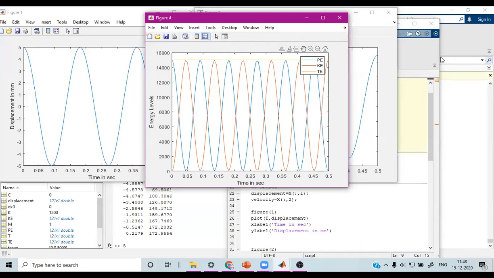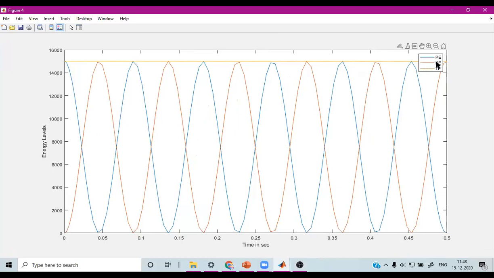So the blue line indicates potential energy, then kinetic energy, and the total energy line is nothing but the total energy. So whatever exchange is going to happen in the system, it is continuously changing from kinetic to potential to kinetic, like that. This change is going to happen, and that exchange is here.